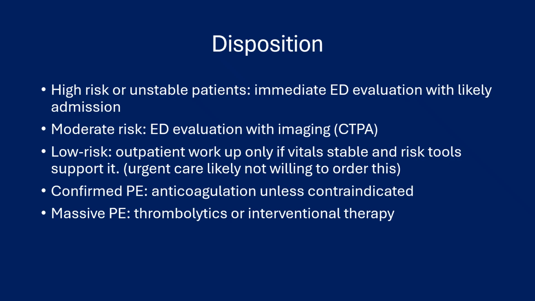Disposition, high risk or unstable patients, obviously immediate ED evaluation with likely admission. Moderate risk, ED evaluation with imaging. That CT pulmonary angiogram is kind of the gold standard in that situation. Low risk patients, outpatient workup only if the vitals are stable and the risk tools, these criteria that we use to categorize whether or not the patient is high or low risk for a PE, that would potentially be okay for those patients if they were felt to be very low risk.